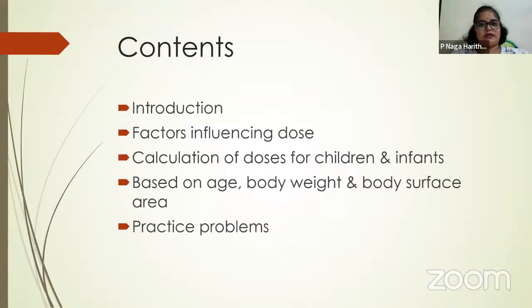So we are going to see the introduction, what actually posology is, then factors influencing the dose. So why the same dose cannot be given to all the patients. There are around 14 to 15 factors. And then calculation of the doses. The doses will be calculated on three criteria, right? The first one is the age, then the body weight, and the third one is the body surface area, which we rarely use. Okay, so based on these three parameters, we are going to calculate the dose.